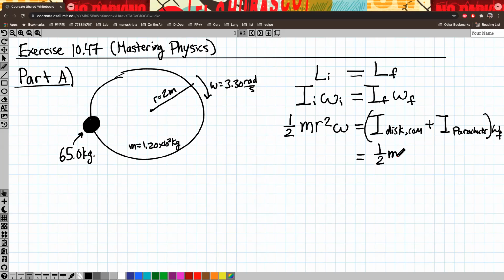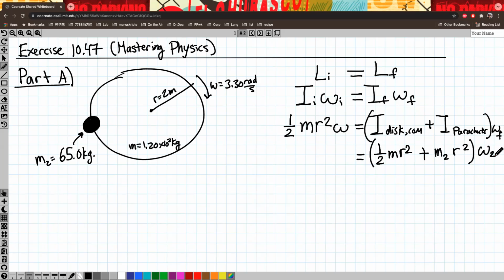It would be half mr squared. And then for the parachuter, it would just be m, so capital M. Or M2 is also good. And then it's also R because it's that far away from the center, and then squared, and then times final angular velocity. I'm going to call it omega 2 because that's what they call it in this question when they're asking for the answer. Okay, so now we can solve for omega 2.